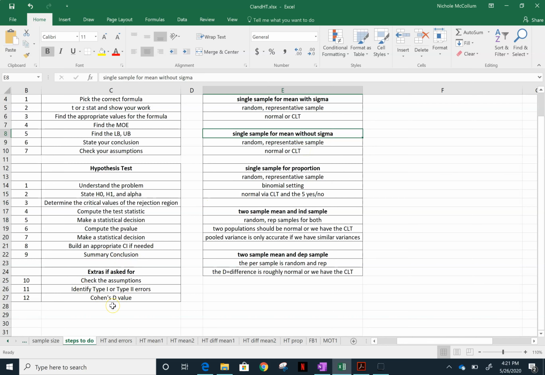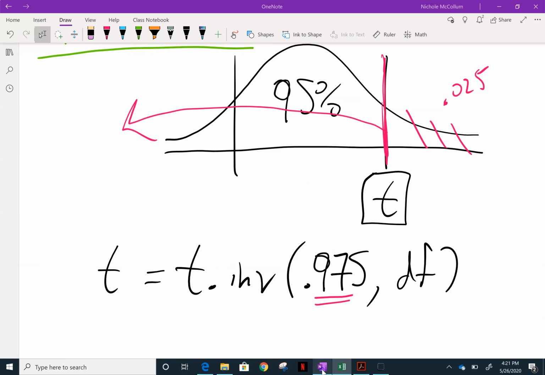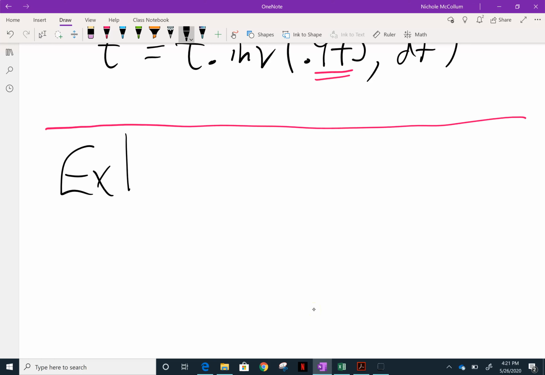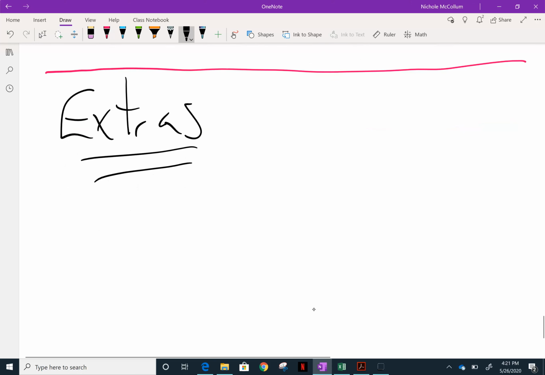Can we do the Cohen's d? We could do the Cohen's d here. Not all the time are we asked to do these. That's why they're called extras. But sometimes, depending on your research, you might need to do these extras. And it's always good to know how to do the extras, because to some people, the extras are the most important part. So what is Cohen's d?